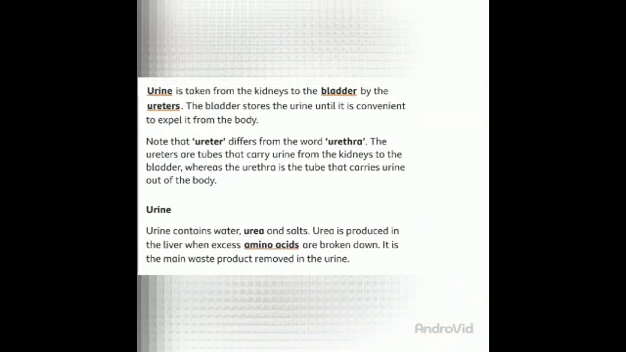Next is the urine. Urine contains water and urea and salts. Urea is produced in the liver when excess amino acids are broken down. It is the main waste product removed in the urine.